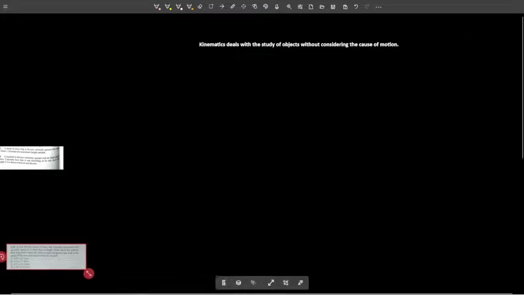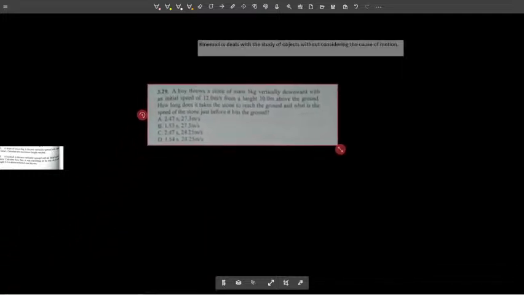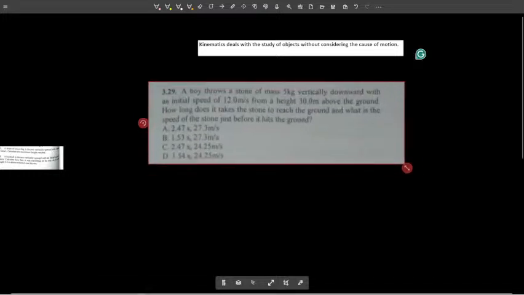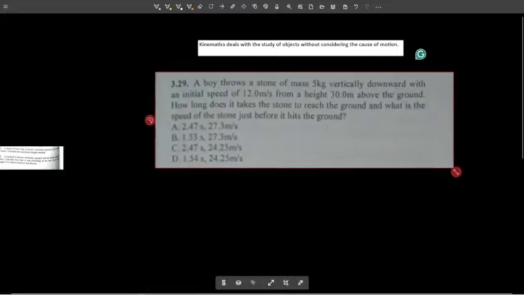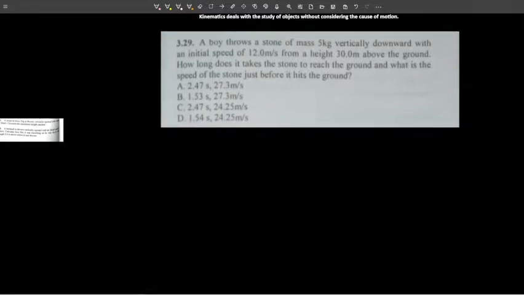Very fast. Let's see this question. A boy throws a stone of mass 5 kg vertically downward. Okay, this is a stone, and instead of it being thrown up, it's now thrown vertically downwards. So that means that a is ay and ay is g.